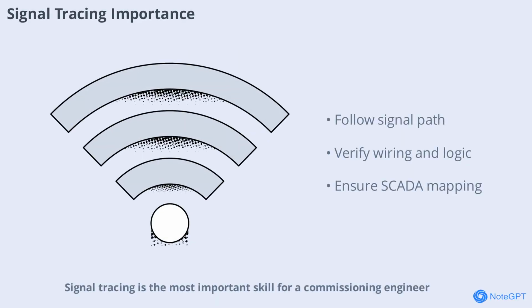Signal tracing is the most important skill for a commissioning engineer. It involves following a signal from its origin in the field, through the I/O module, into the CBM logic, and finally to the SCADA interface. This process helps you verify correct wiring, logic, and SCADA mapping. Mastering signal tracing ensures that every command and feedback is accurately represented in the control system, reducing the risk of errors during commissioning.